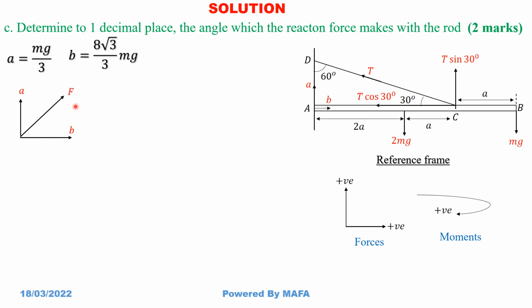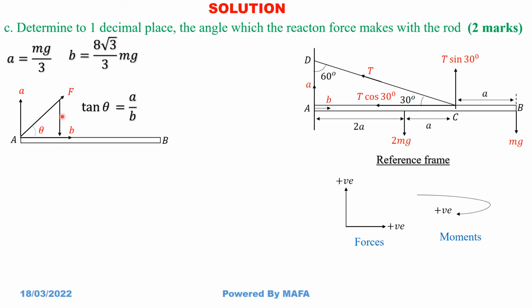That's the reaction force, you can call it F. Now we are finding the angle that the reaction force makes with the rod, meaning that we are finding the angle theta. So this force going down is simply the same as A, so that is the rod AB. So theta is the angle that the reaction force makes with the rod. So we can use the best trigonometry ratio to find the angle theta. Since we have the adjacent and we have the opposite to this angle, we can therefore use the tangent of theta.